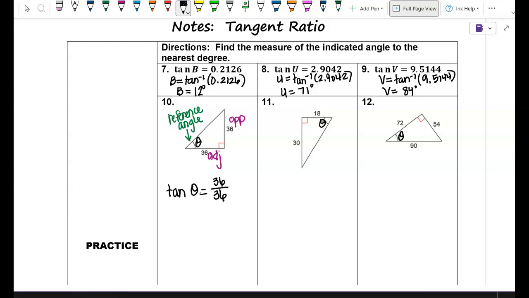But again, I don't want to know what the tangent of theta is. I'm trying to find out what is the value of theta. So that means that theta equals the inverse tangent of that 36 divided by 36. Now, what do we know about triangles, especially right triangles, where the legs have the same measure? What type of triangles do we call those that have legs with the same measure?